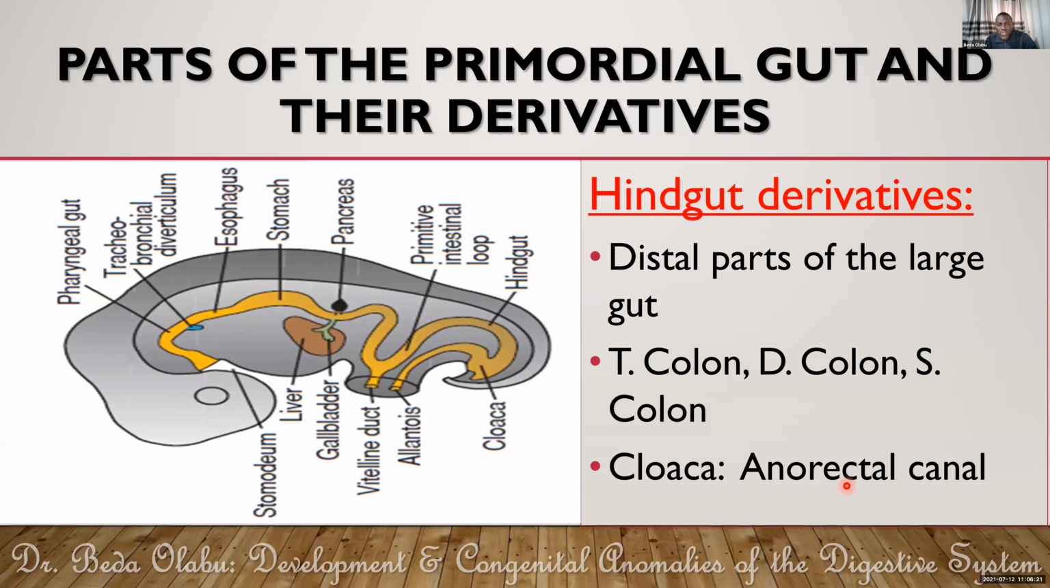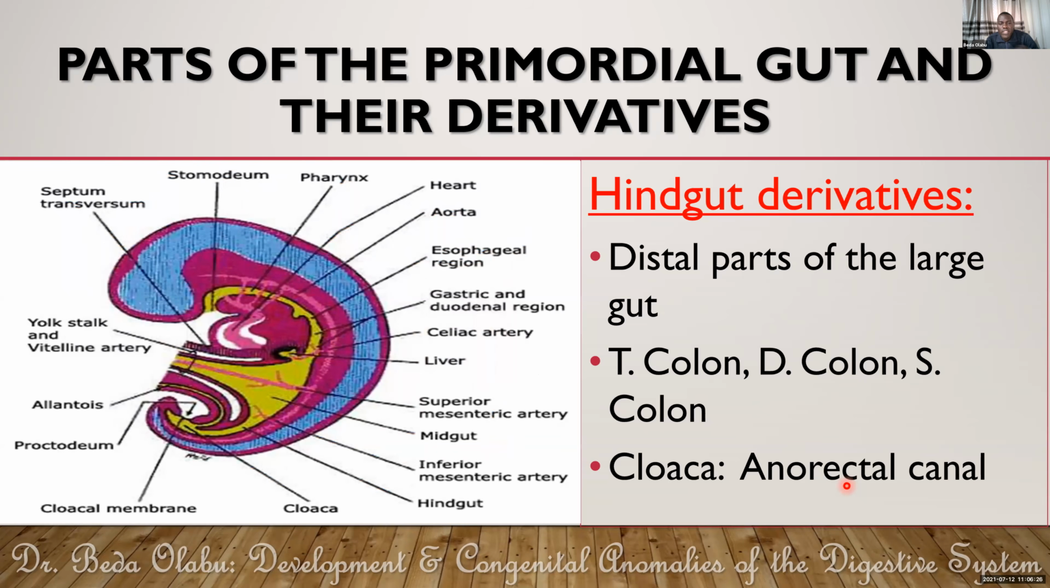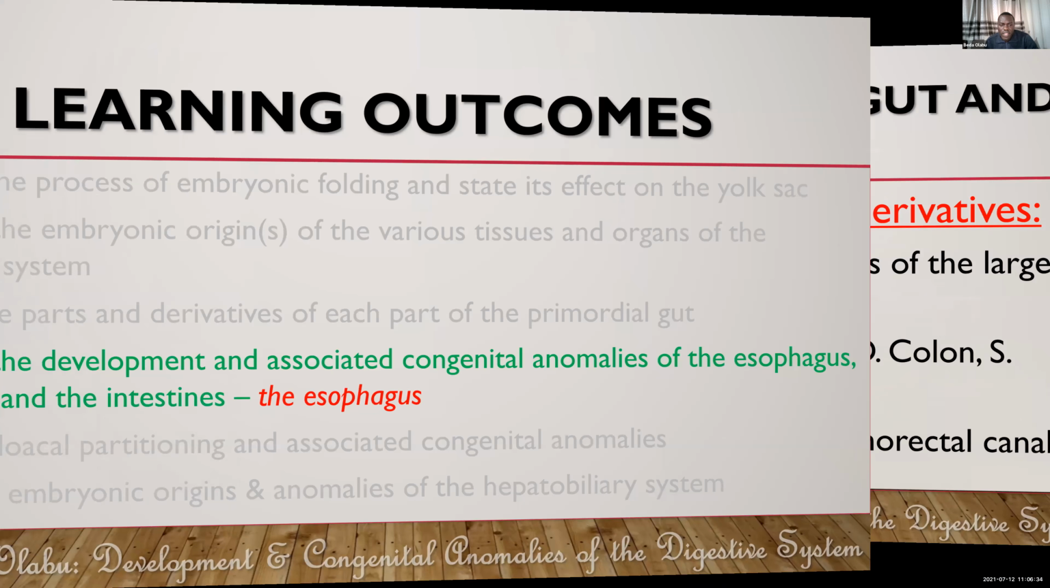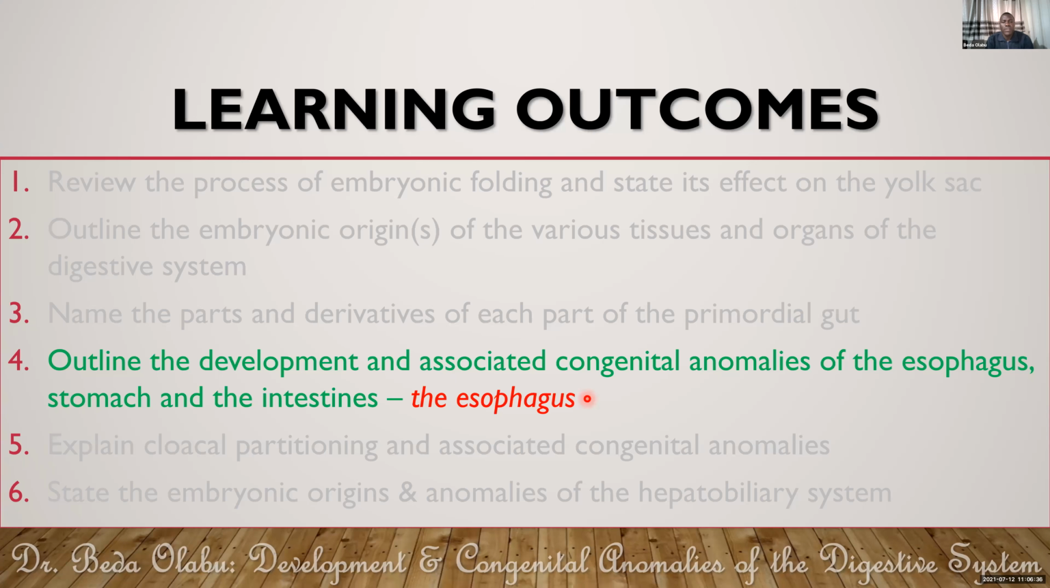Having said so, we've now given the parts of the primordial gut and the derivatives of each part of the primordial gut. Now we can address the fourth agenda, where we are going to look at development and associated malformations of the different parts of the alimentary canal. Let's start with the one of the esophagus.